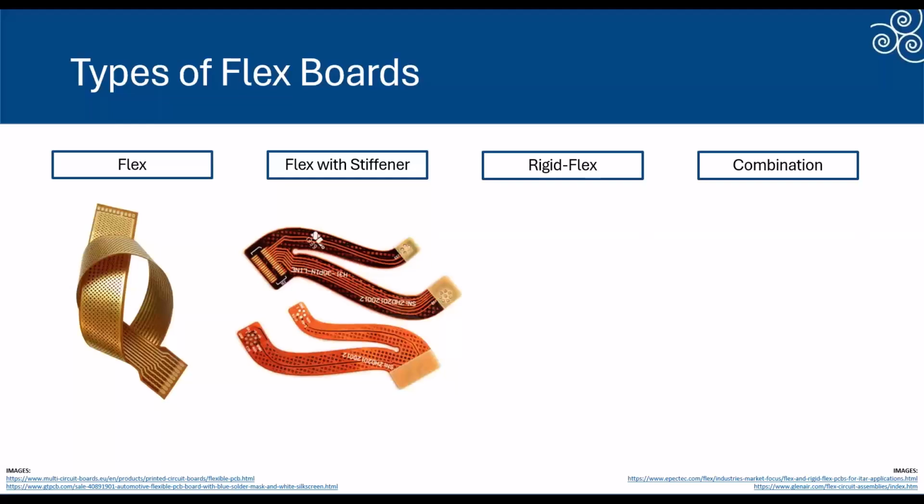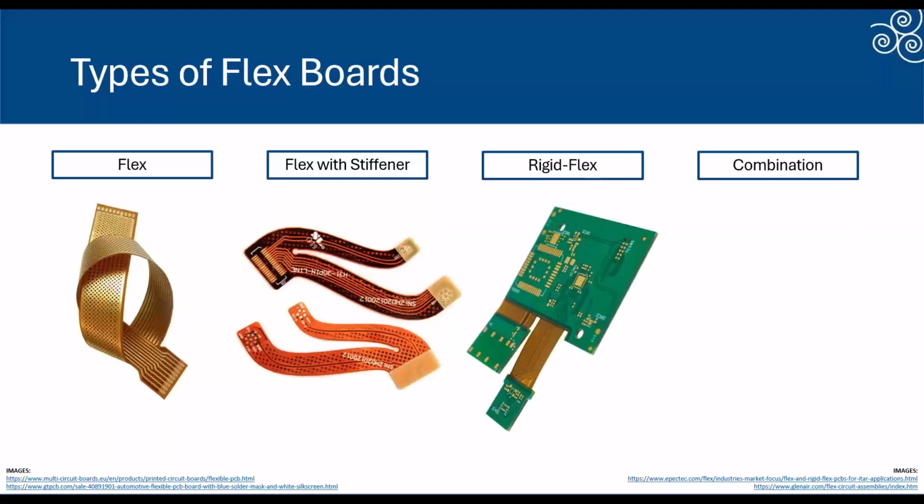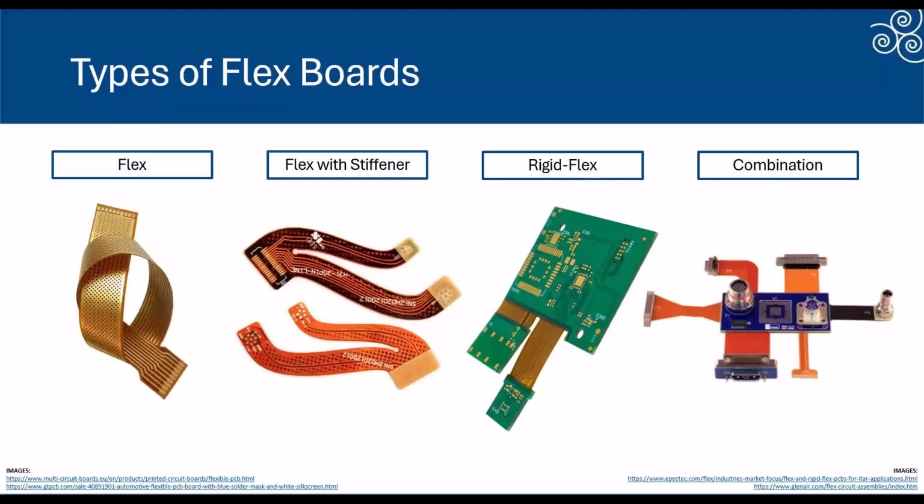That's when you have a very small amount of components you need to install, but a very simple circuit. Then there's rigid flex, which is a combination of a full rigid board and a flex. This is most commonly seen when you're taking two rigid boards and replacing a cable with a flex. And then there's combination, which covers a mix of all of these different types when you've got multiple arms and things going on.